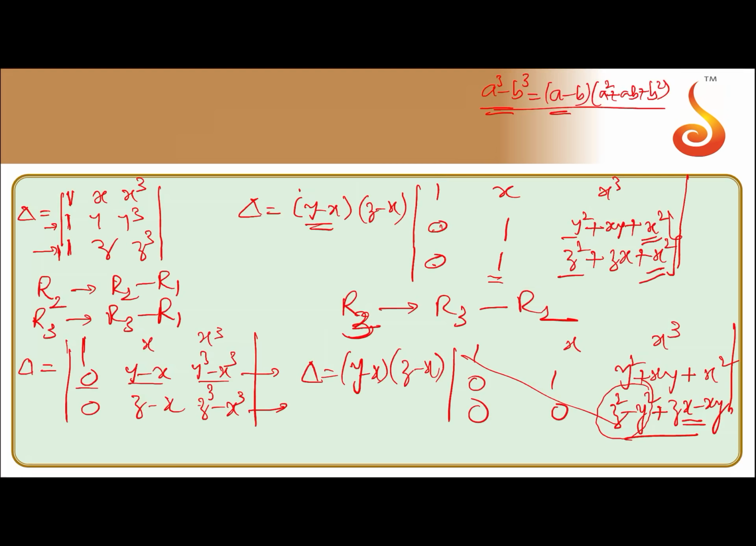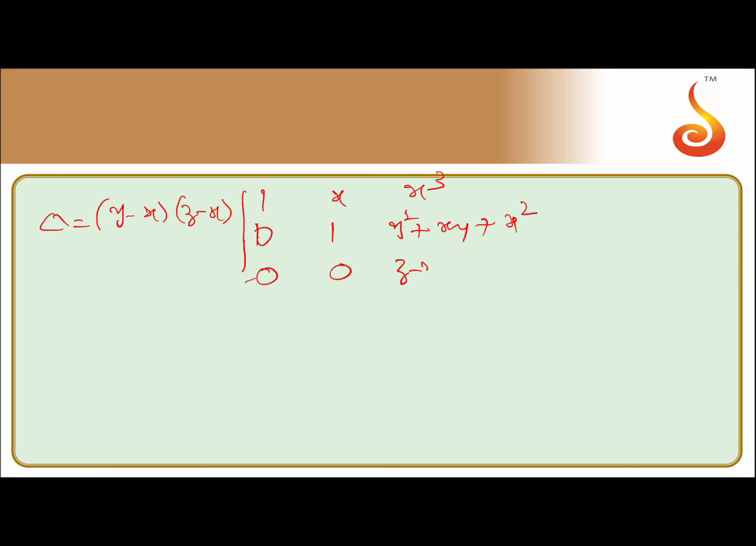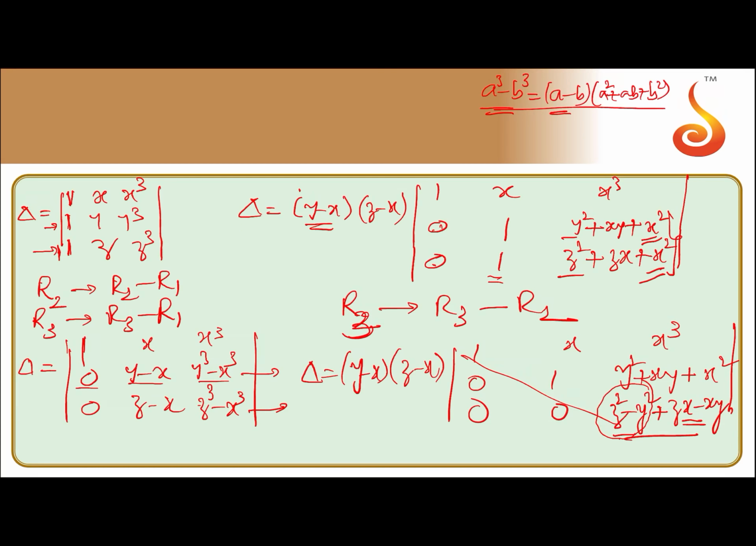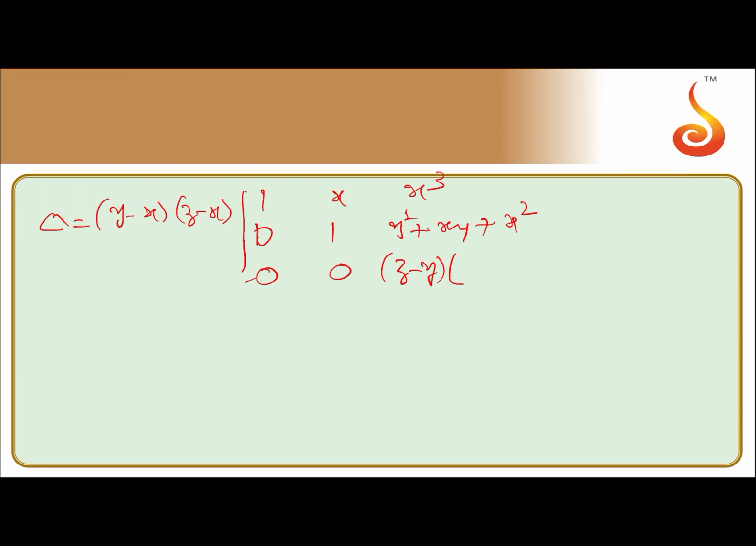So I can write delta is equal to y minus x multiplied by z minus x multiplied by the determinant 1, x, x cube, 0, 1, y square plus xy plus x square, 0, 0, and from here, when you take z minus y common, which is nothing but actually z plus y plus x. This is plus x multiplied by z minus y.